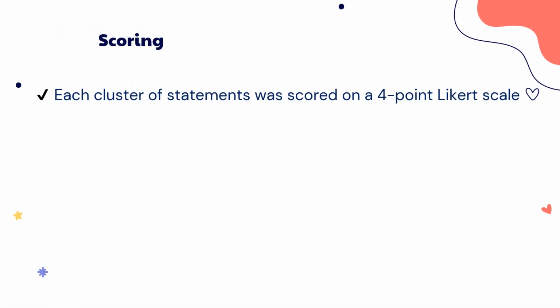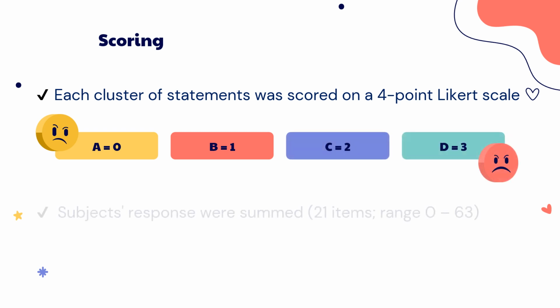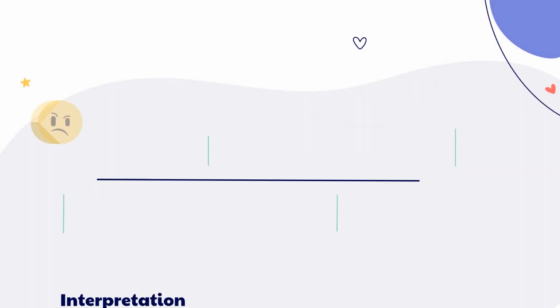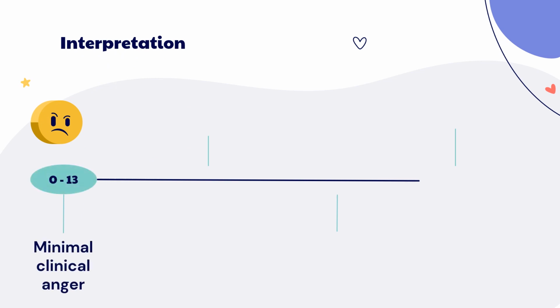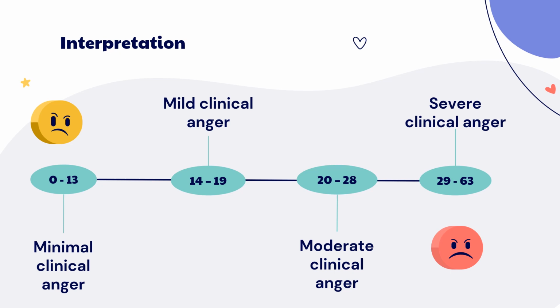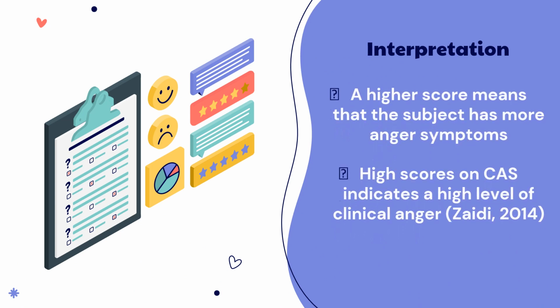Scoring: each cluster of statements was scored on a 4-point Likert scale: A, 0, B, 1, C, 2, D, 3. Subjects' responses were summed, ranging from 0 to 63. Interpretation: 0 to 13, minimal clinical anger, 14 to 19, mild clinical anger, 20 to 28, moderate clinical anger, 29 to 63, severe clinical anger. A higher score means that the subject has more anger symptoms.